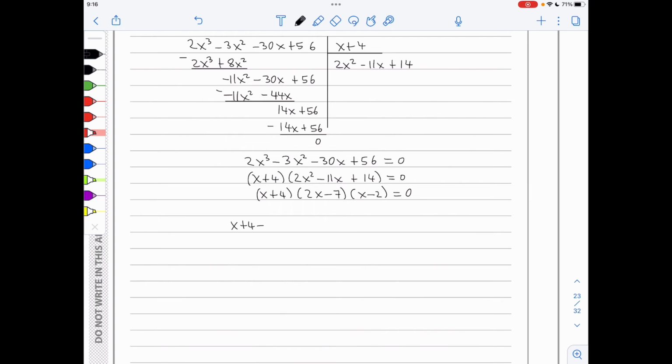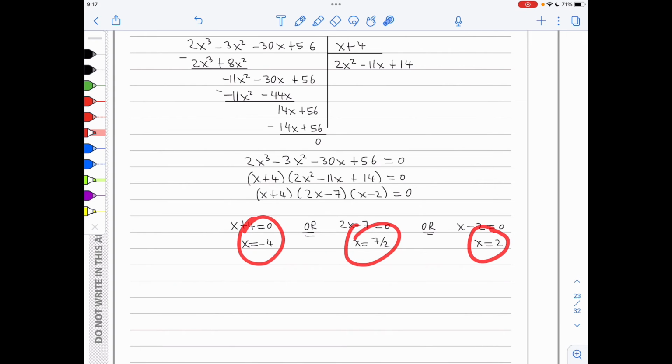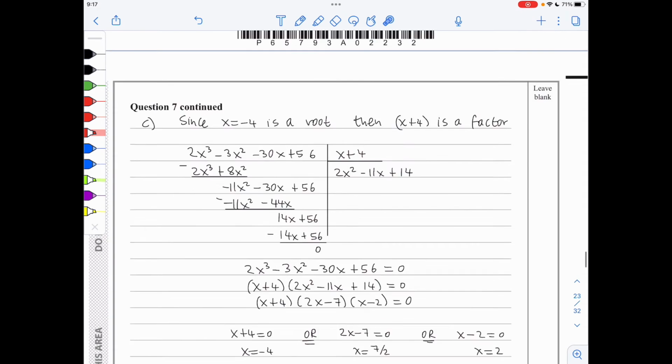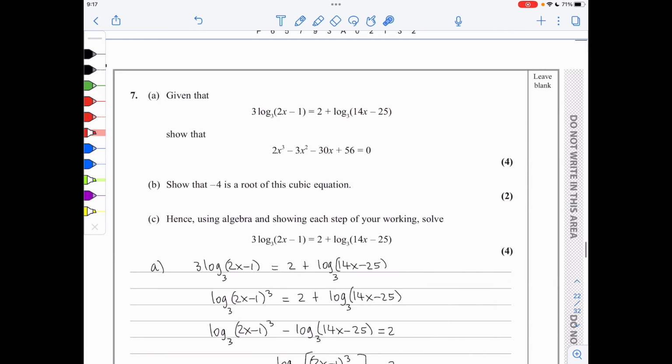x plus 4 is 0, which means that x is negative 4, or 2x minus 7 is 0, which means that x is 7 over 2, or x minus 2 is 0, which means that x is 2. Now, it doesn't mean that the 3 solutions of this cubic are also solutions of the original logarithmic equation. So if we just revisit the original, we know that the input of the logarithm should always be positive.